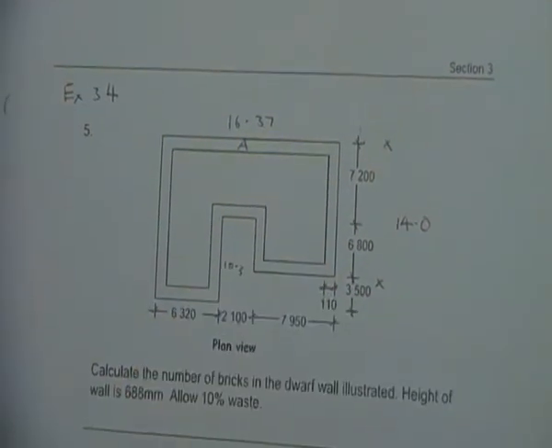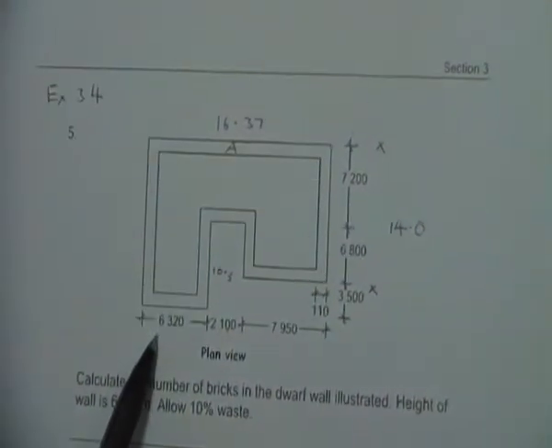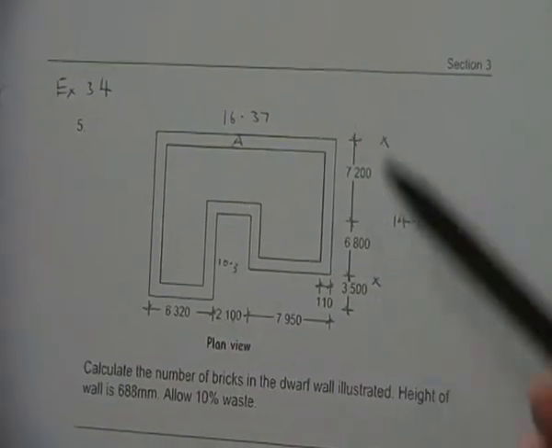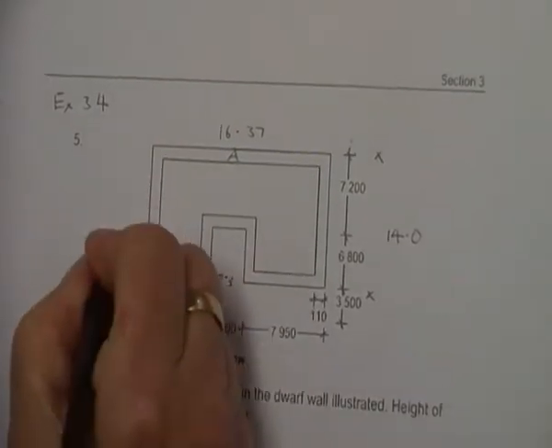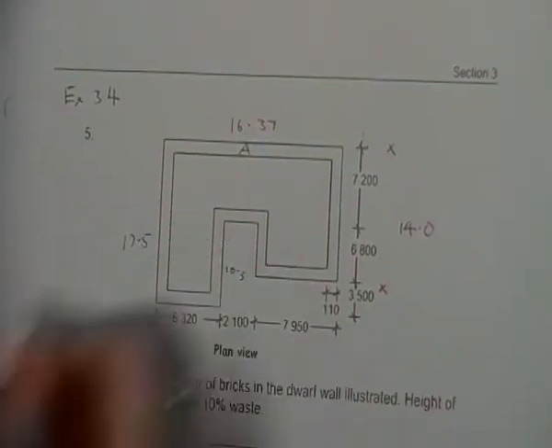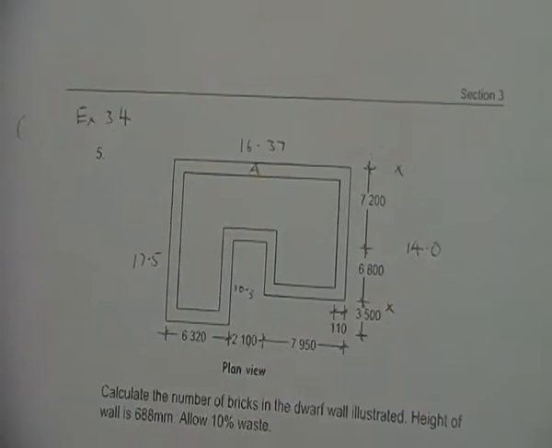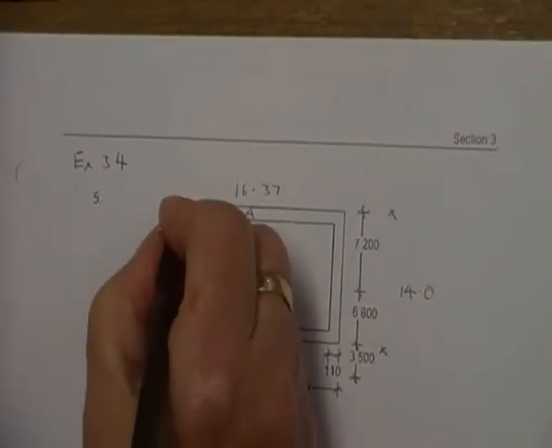Okay, and then we've got this side, but we don't have this side. So we need to add all of these figures up to give me this side over here. So it's 17.5. Okay, so now I will go around and label it with intos and overs.